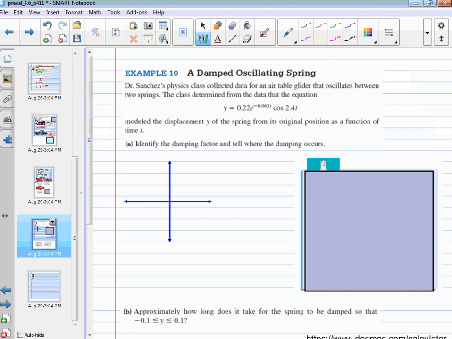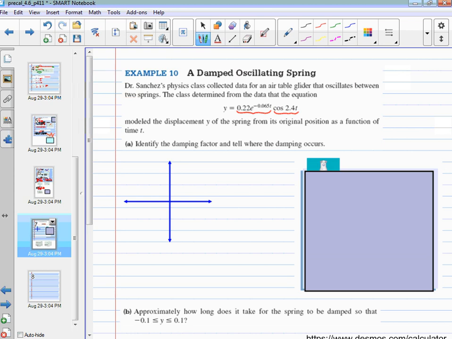Here is Dr. Sanchez's physics class. They collected a table. It happened to be an air glider that oscillates between two springs, so it's bouncing back and forth. And they came up with this equation. Pick out the function in front of my trig function, and that function in front is the boundary.